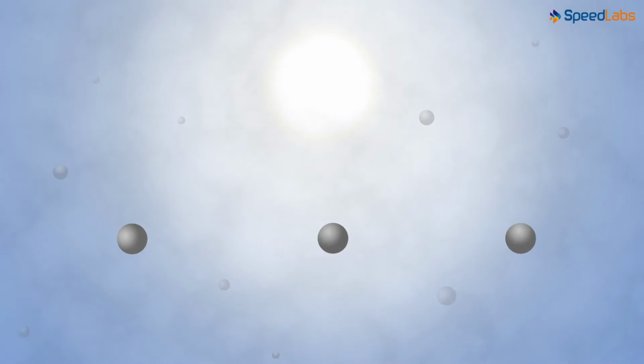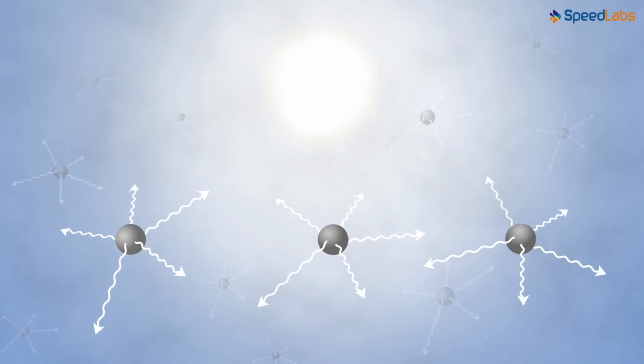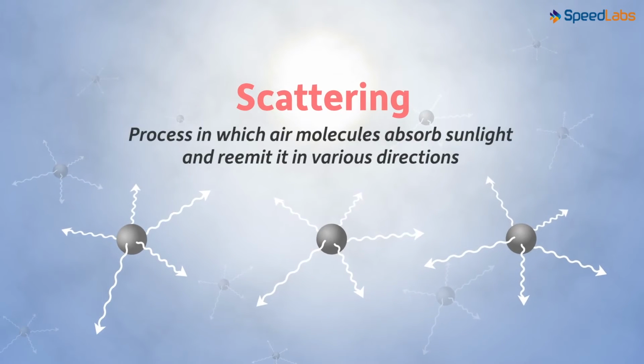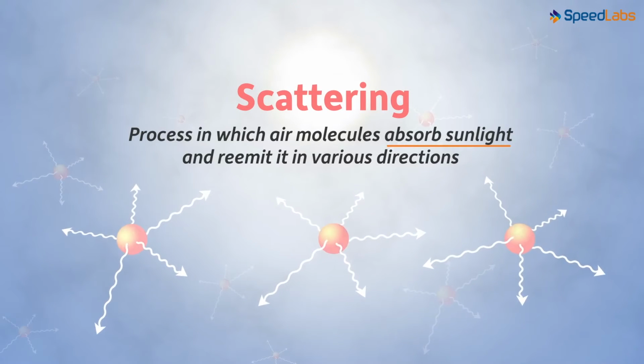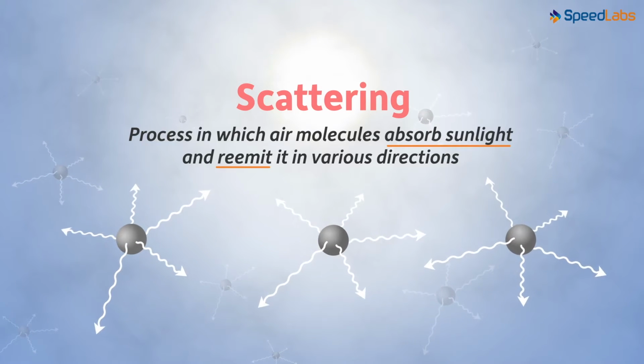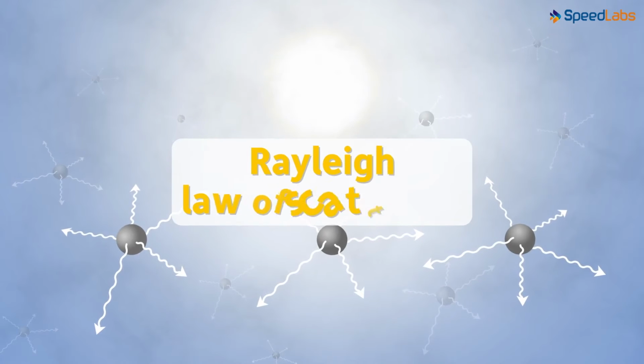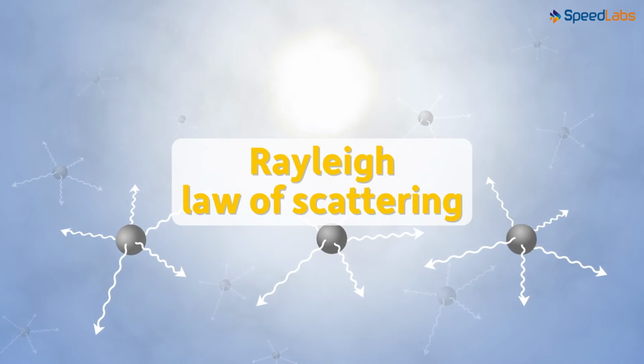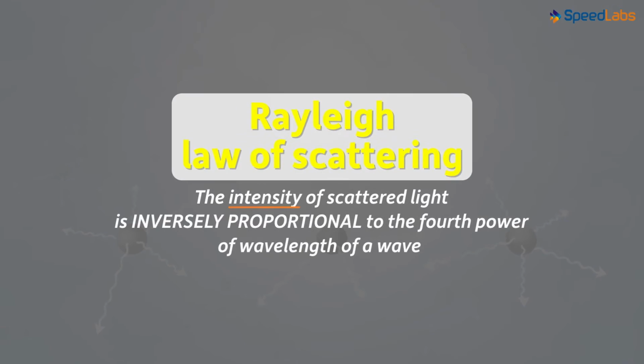When sunlight strikes these molecules, it gets scattered. Scattering is a process in which the light is absorbed by the atoms and re-emitted back in various directions. However, not all the light is scattered equally. The amount of light that will be scattered is given by the Rayleigh law of scattering. It says that the amount of scattered light, or the intensity of the scattered light, is inversely proportional to the 4th power of the wavelength of a wave.